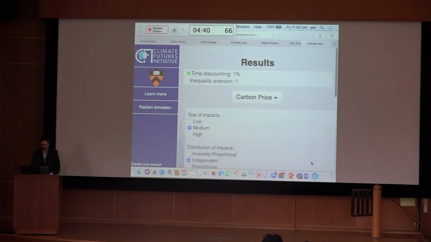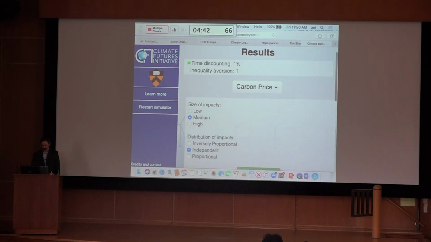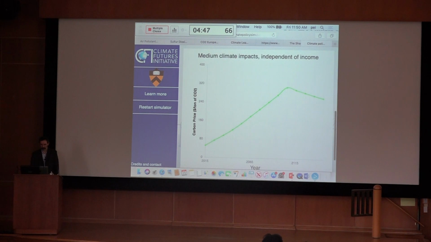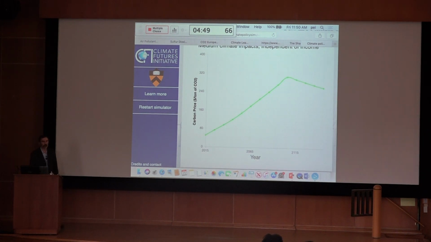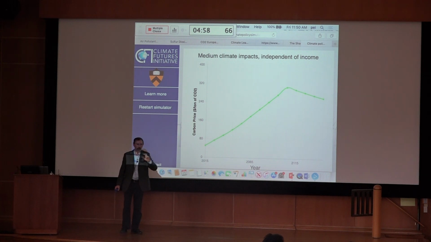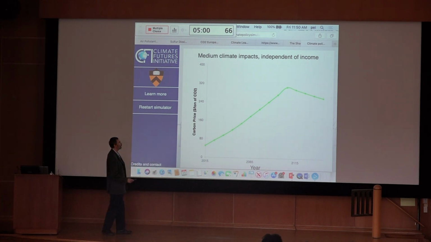So how do you see the results? Then you get something like this, which gives you the evolution of the carbon price. You have the choice between different scenarios, and you have the explanations on the website. You can have different climate impacts, high, low, medium, and you have the distribution of impacts on the poor and the rich, which is also an important parameter. One thing I want to explain before you leave is that this is the price of carbon that we have for this policy. So it's the optimal price given your objective.